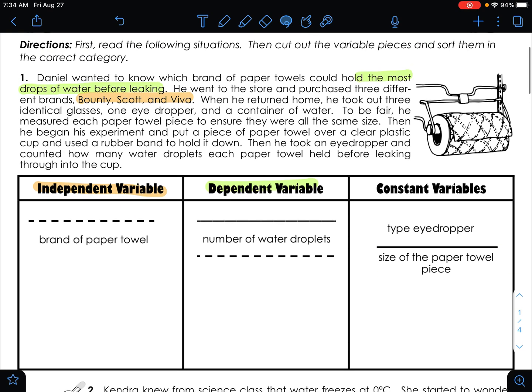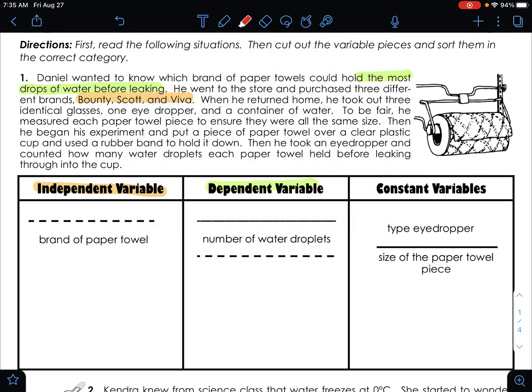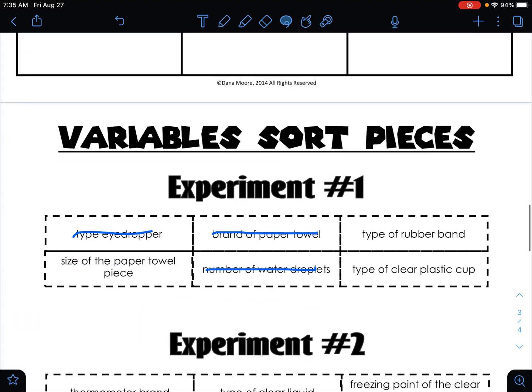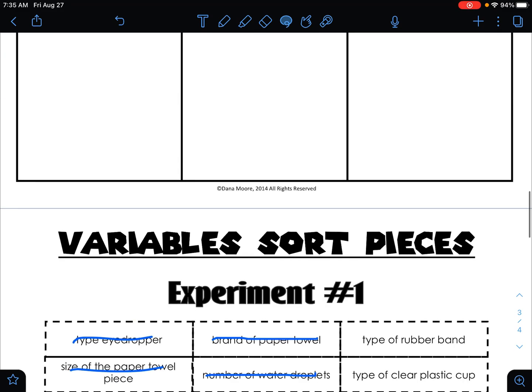And we see that he has done that. He goes and he talks about, just to be fair, he makes sure that they are all the same size. Okay, so let's make that red. They're all the same size. That's going to be in with our constant variable. All right, so then what else does he have to keep the same? Okay, he has to keep the same, the type of rubber band.